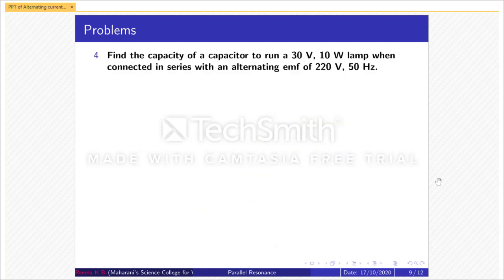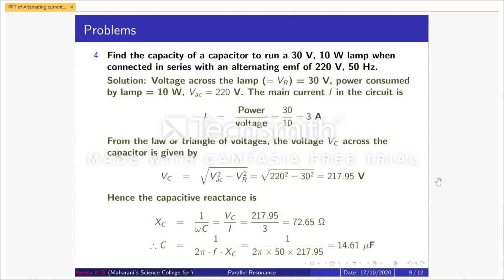Problem number 4. Find the capacity of a capacitor to run a 30 volt, 10 watt lamp when connected in series with an alternating EMF of 220 volt, 50 Hz. Solution. Voltage across the lamp VR = 30 volt. Power consumed by the lamp is 10 watt. VAC = 220 volt.